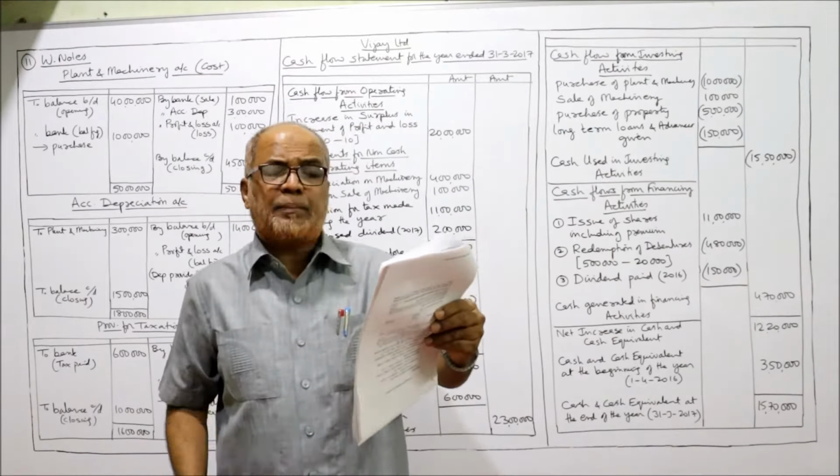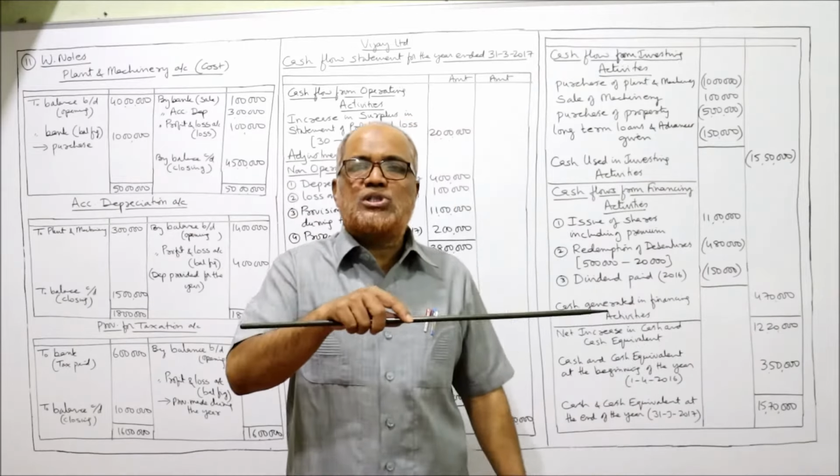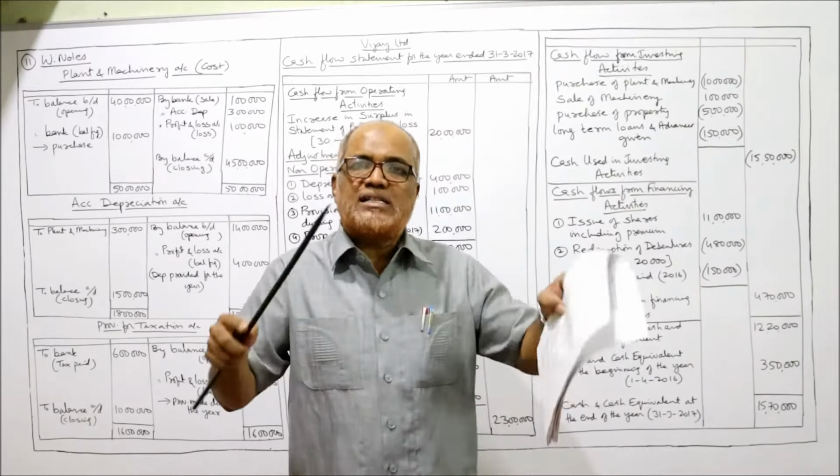Now short-term provisions. For short-term provisions we are given the notes. Notes, provision for taxation, proposed dividend. The provision for taxation already we have seen. Last year's provision is paid during the current year, and current year's provision will be taken as a non-cash item, right? Then proposed dividend. The proposed dividend, last year proposed dividend is assumed as paid during the year, and current year's proposed dividend is a non-cash item.